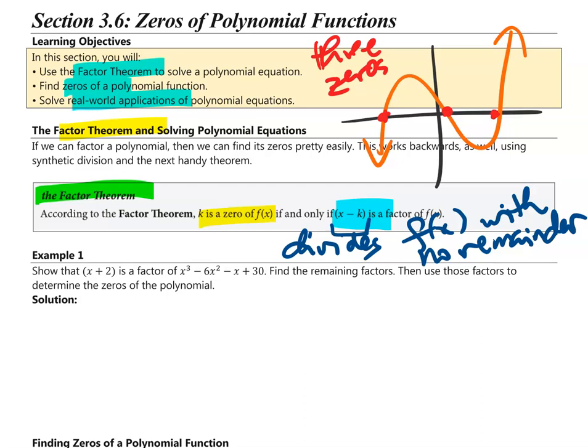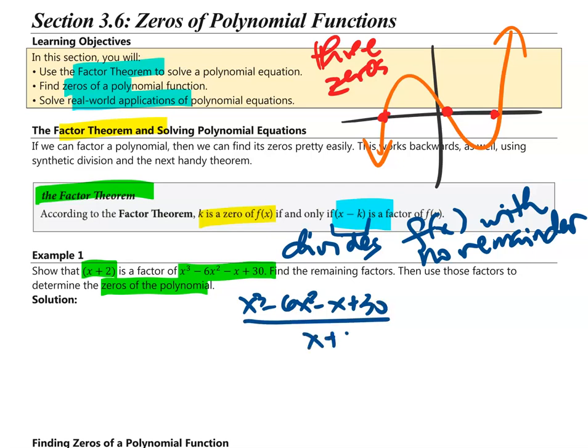Okay. Alright, let's start with example 1. Show that x plus 2 is a factor of x cubed minus 6x squared minus x plus 30. Find the remaining factors, then use those factors to determine the zeros of the polynomial. So, given x cubed minus 6x squared minus x plus 30 divided by x plus 2.